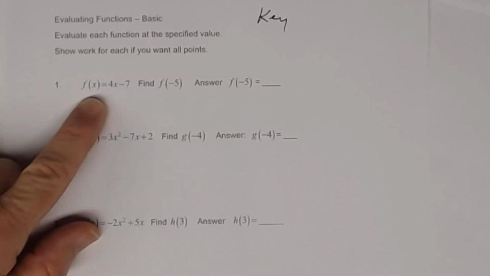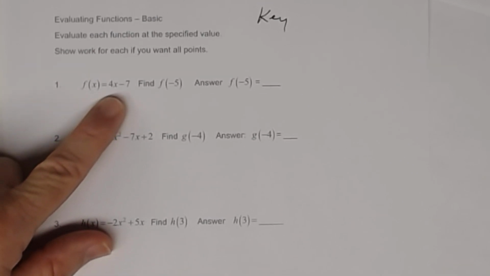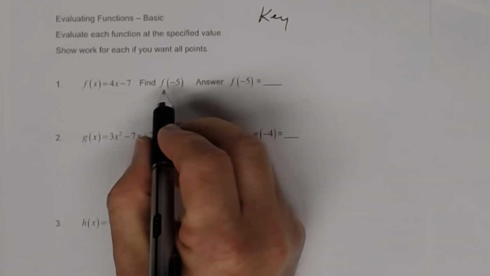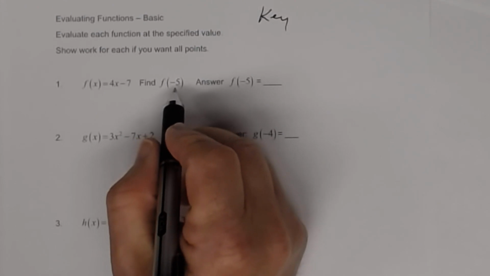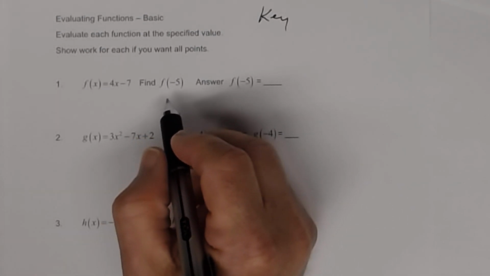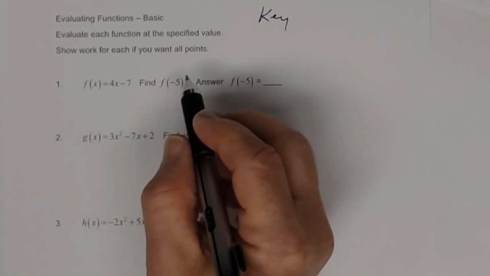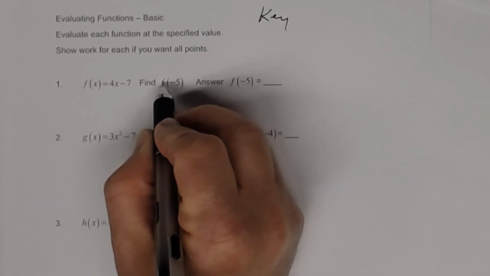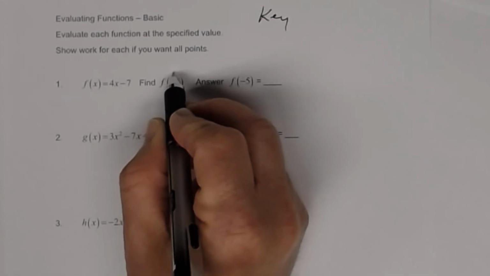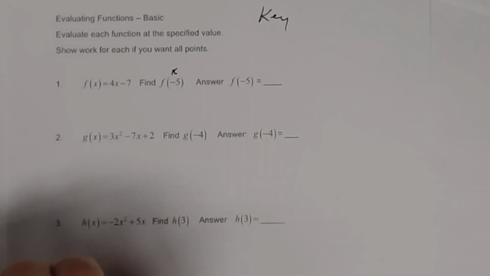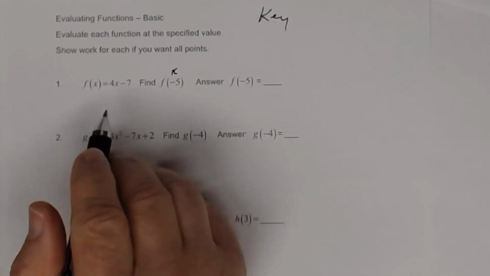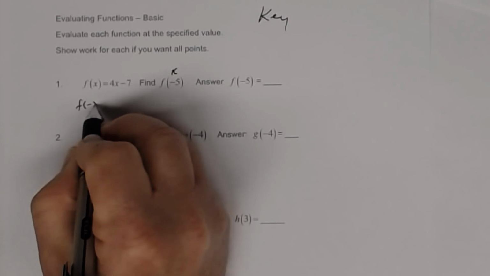So I have this function right here, f of x equals 4x minus 7, and I want to find f of negative 5. But remember what that means, and you can learn more about this next semester. When you see f of negative 5, that means the negative 5 is going to be substituted in place of x. So wherever we see the variable x, I will substitute negative 5. So f of negative 5, and that's the work you have to show.